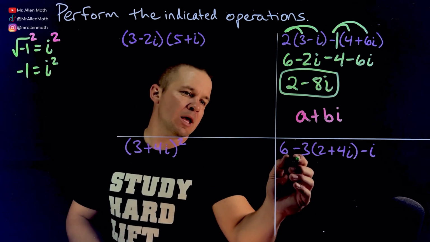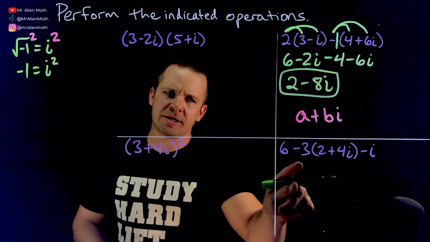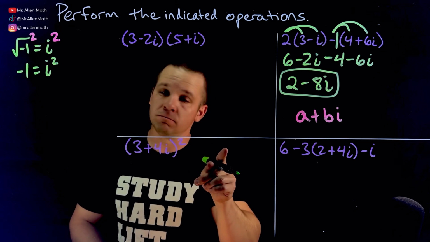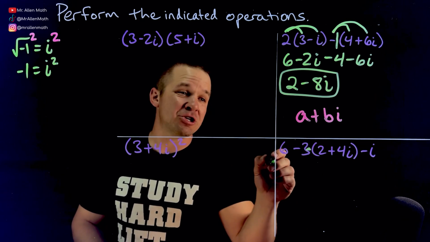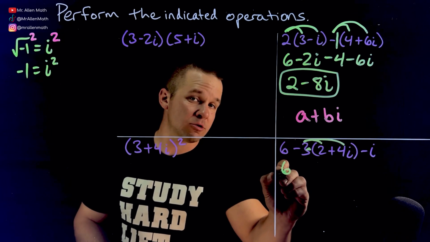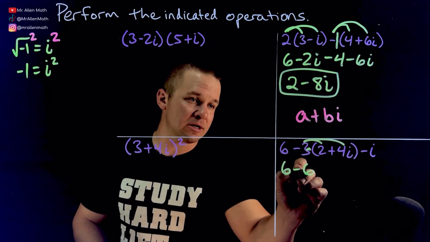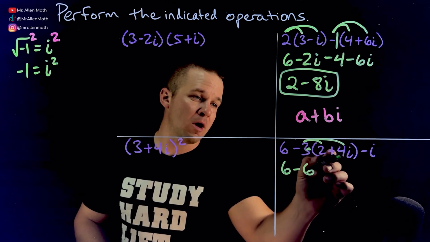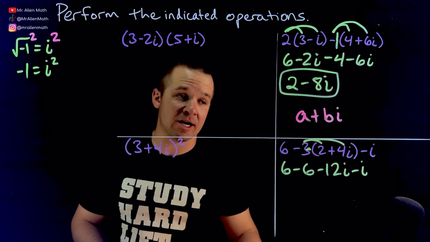All right, down here. What do we do here, right? A lot of times people are like, oh, should I just put that together and that's 3? No. This is multiplication right here. Multiplication comes first. So I'm going to distribute my -3. This 6 remains as a 6. Then I have -3 times 2 is -6. -3 times 4i is -12i. And then that -i just chills and stays -i.